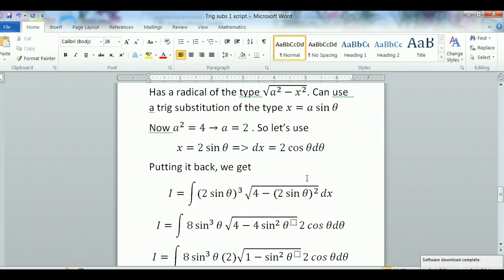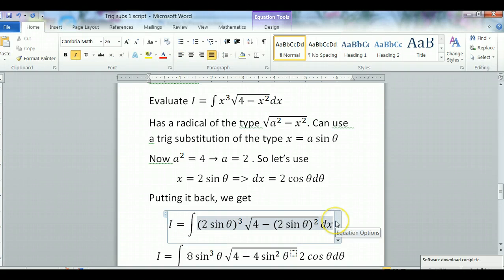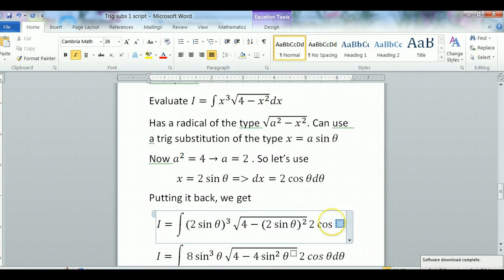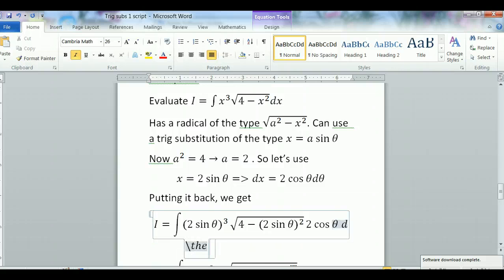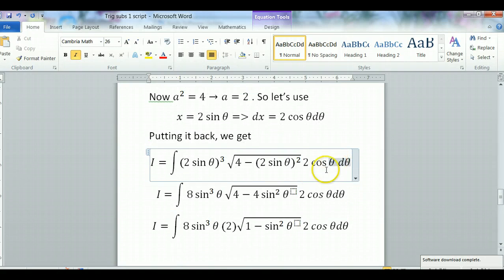Now we go up here and we plug everything back. So this becomes 2 sine theta cube. This becomes 4 minus 2 sine theta square. And I need to plug in for dx also here. So dx would be 2 cosine theta d theta.